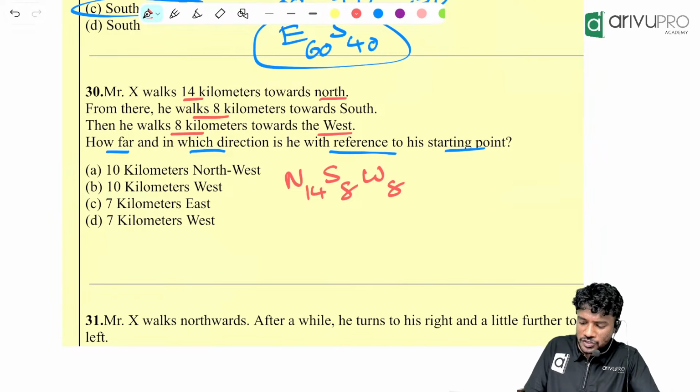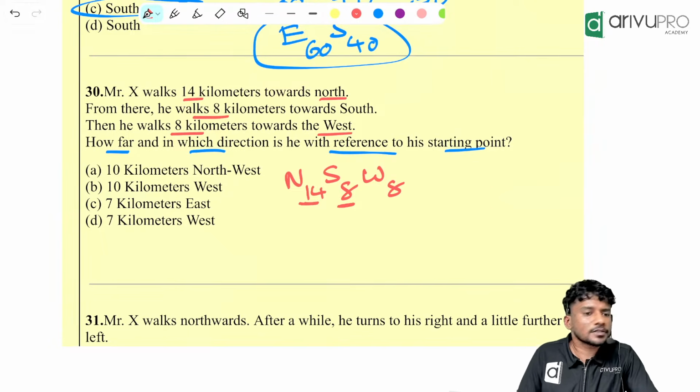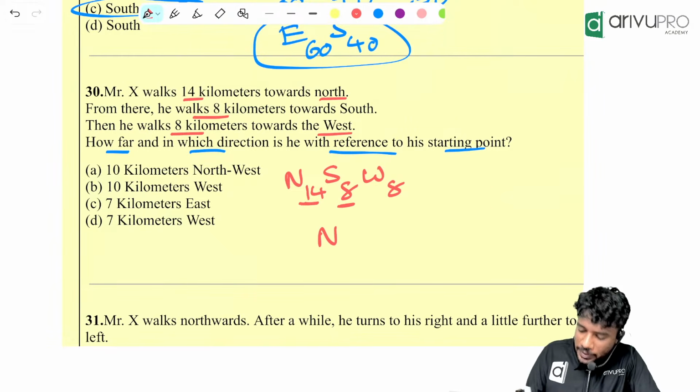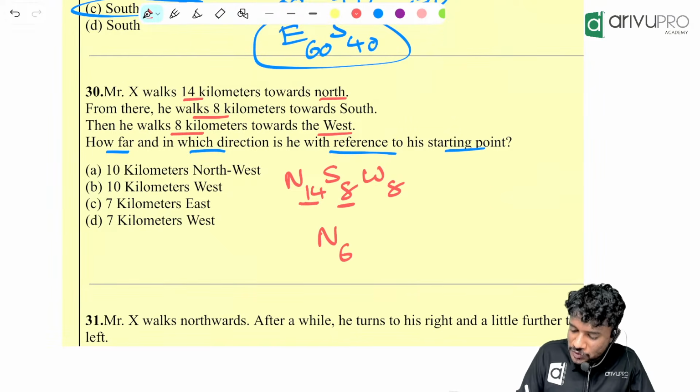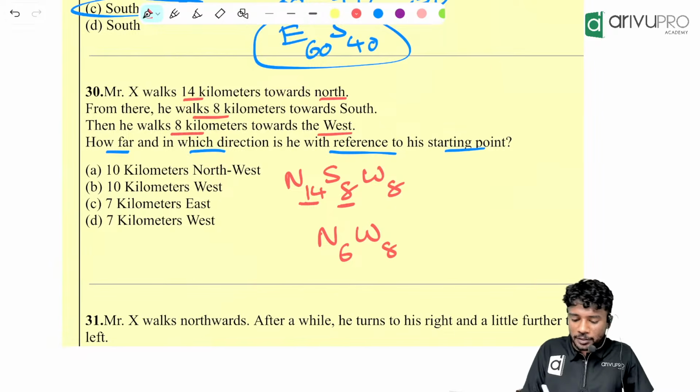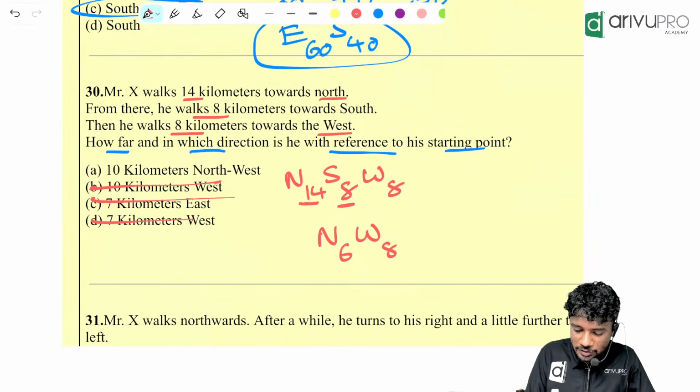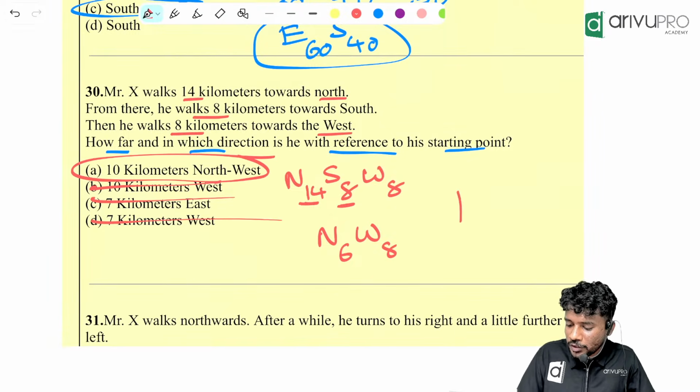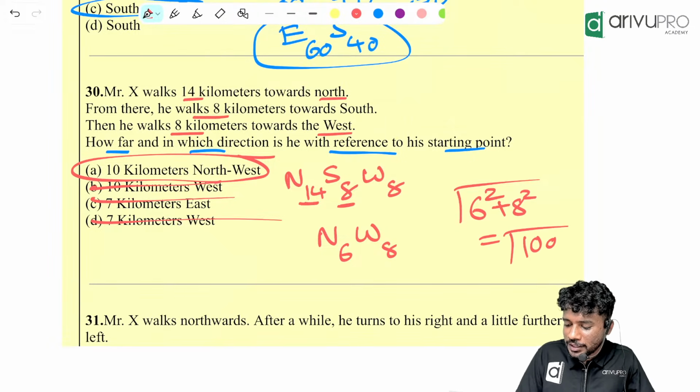Now tell me which is the bigger one. North and south are opposite. North is the bigger. 14 minus 8 is how much? 6. Then west 8. Northwest is the answer. Root of 6 square plus 8 square, which is nothing but root of 100, which is 10.